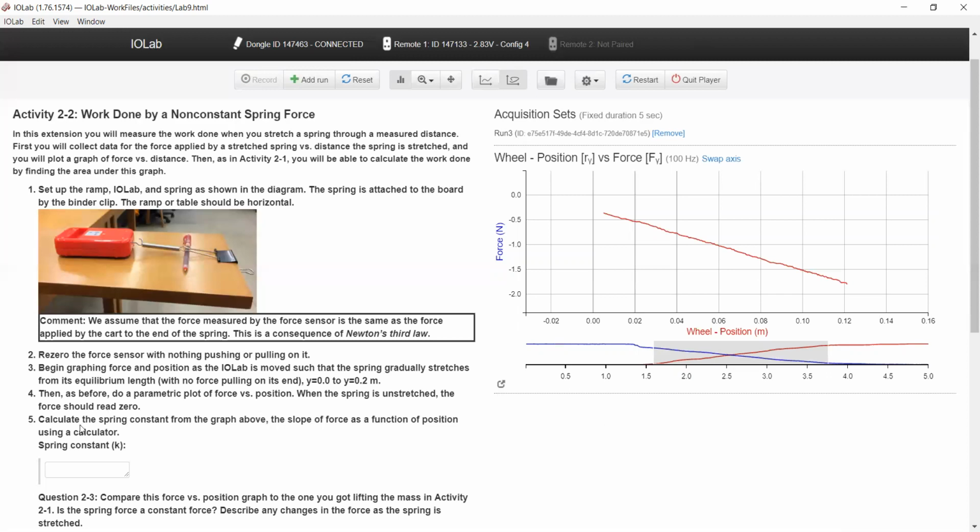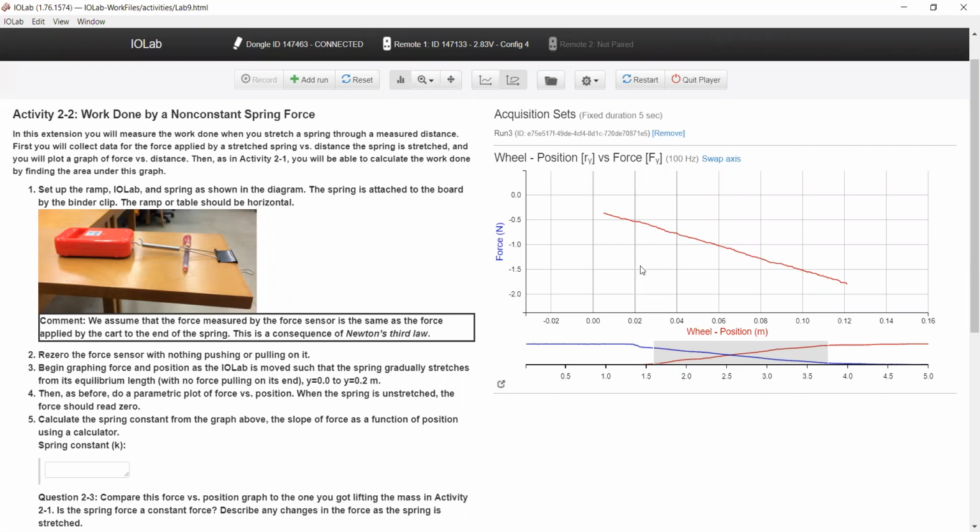So calculate the string constant from the slope as a function. So can we get the slope? Yeah, okay. So it says slope will give the string constant. Based on the previous graph, how can we select now? Oh, okay, you can calculate the string constant from the graph, the slope of force versus position. So that's force versus the position. Slope is rate of change, yeah.